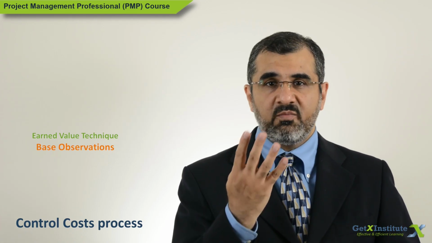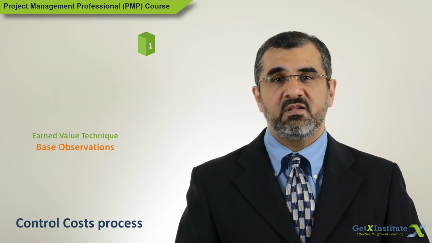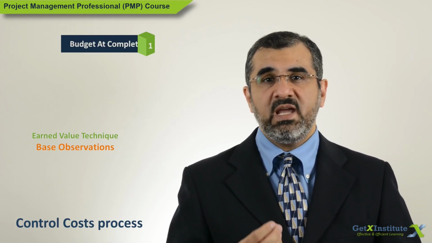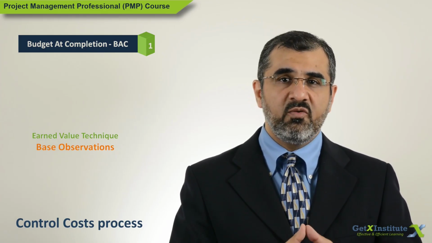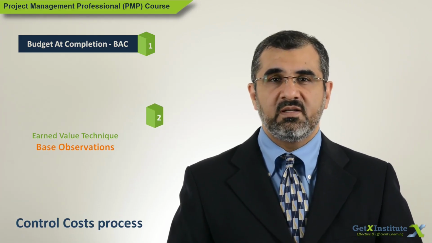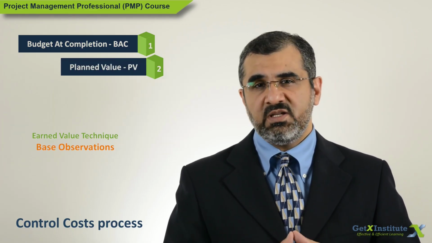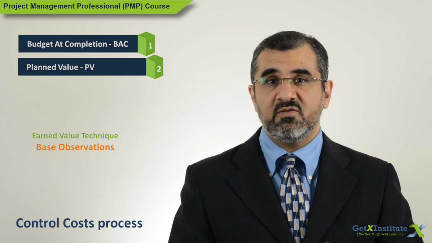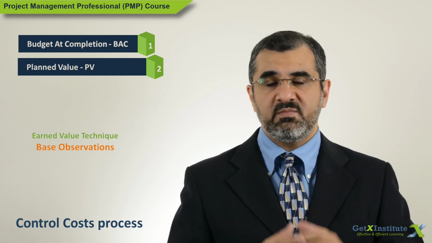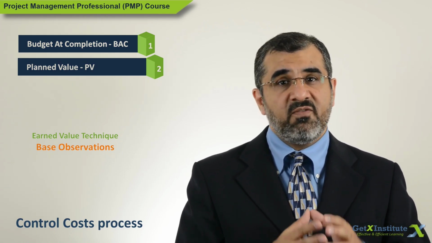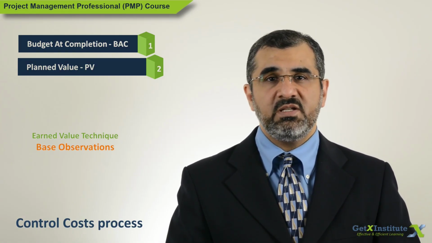There are 4 base observations recorded when performing earned value analysis. First, budget at completion or BAC is the cost baseline. It is the total amount that is approved to be spent on the project work. Second, planned value or PV. It is the part of the budget at completion that is supposed to be spent as per schedule by the status day. The status day is the day up to which the performance is being measured. So, total PV for the project is called PMB or performance measurement baseline, and which is budget at completion.